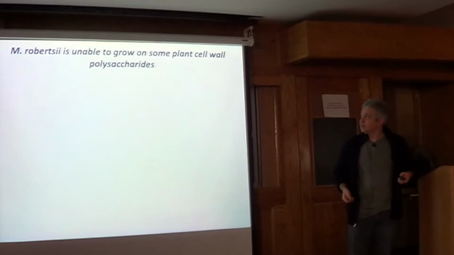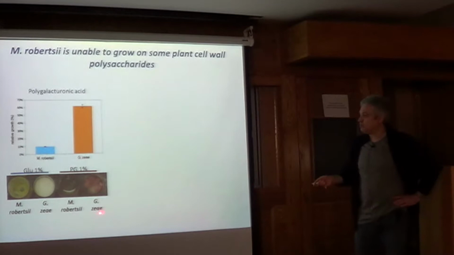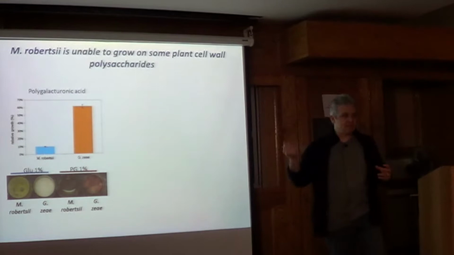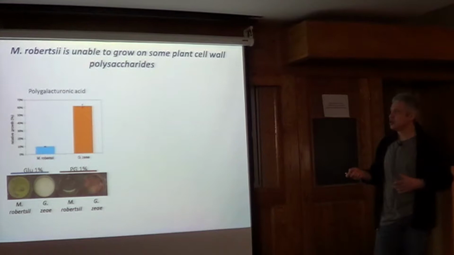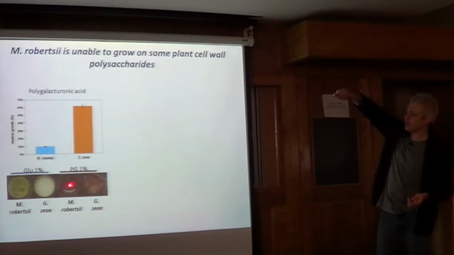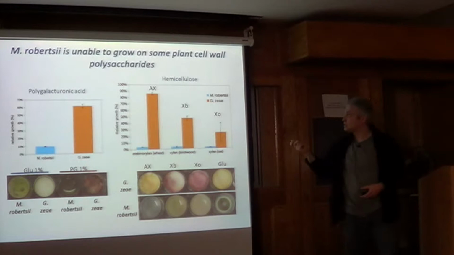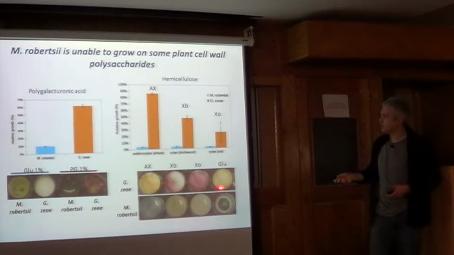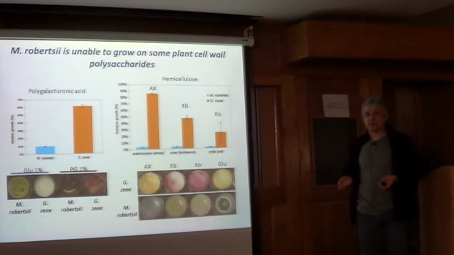And so, if you compare Gibberella and Metarhizium robertsii on polygalacturonic acid, which is basically demethylated pectin, you can see how Metarhizium robertsii after 7 days grows relatively badly compared to growing on just glucose. So it's 10%, and you can see the culture here. Here's Metarhizium on glucose, this is polygalacturonic acid, 1%, the same amount as glucose, 1% and 1%, so it barely grows there. It doesn't like it at all. The same on hemicellulose. It doesn't grow. This is on glucose. This is Fusarium graminearum, let's say, that is known to be able to grow on these substrates.